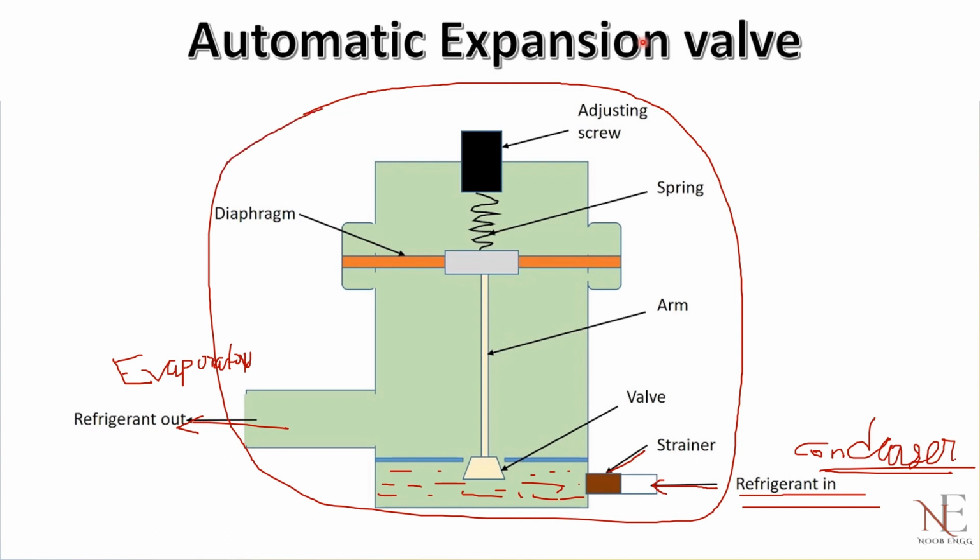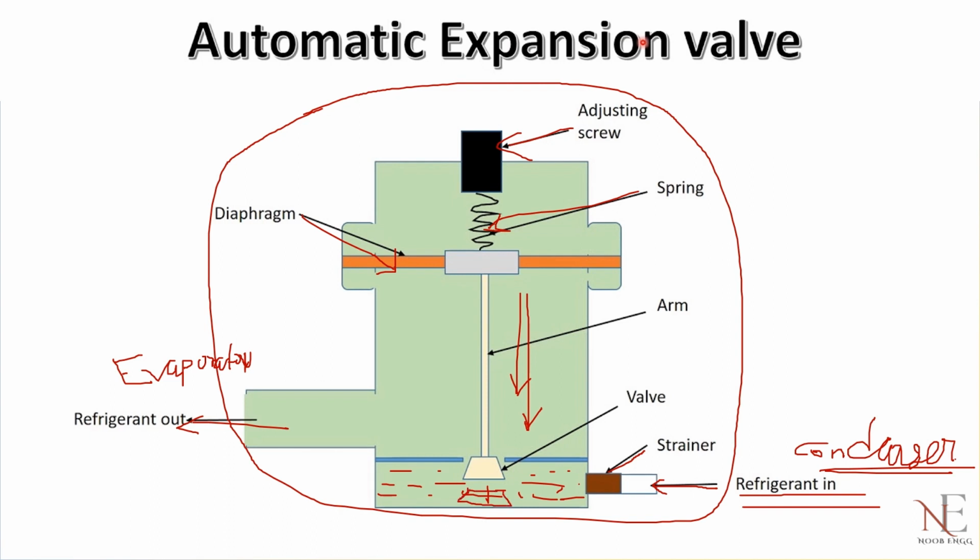Now, this is an adjusting screw and it is attached to a spring, and the spring is attached with the diaphragm. Now this position is closed position. But as it moves down, the spring moves down here, it comes here.